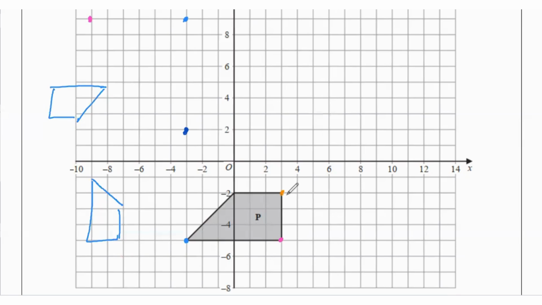This point is 3 units away from the pink point. So 1, 2, 3. That's over here. There is also a point 6 horizontally and 4 vertically. And then lastly, for this point, this is 3 units from the orange one. So 1, 2, 3. That's over here. So now if we connect these points, this is your 180-degree rotation of shape P about the center (-3, 2).